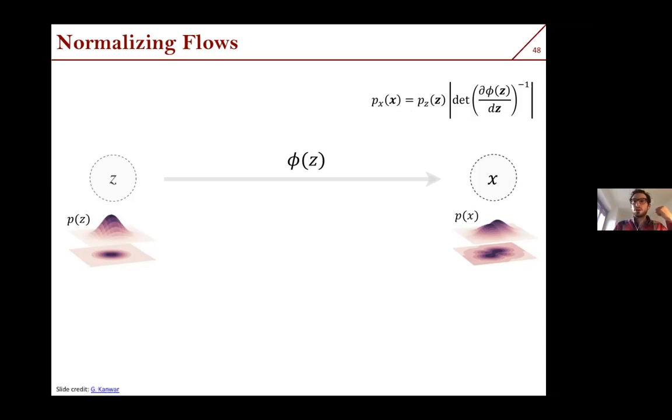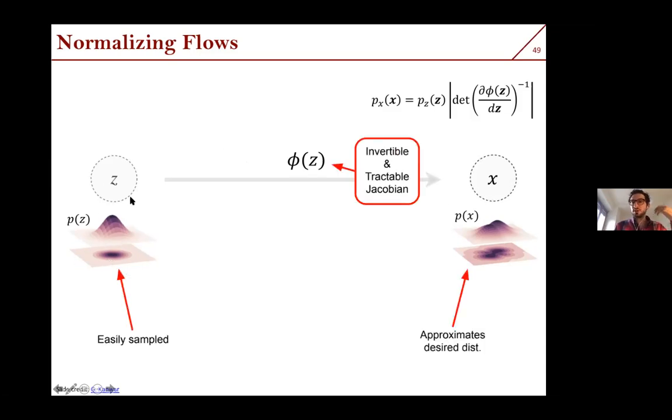So we're going to be looking for a transformation from z to x, basically from some simple noise distribution that we can easily sample from. And we're going to be trying to learn a transformation that will give us a sample of data that came from the distribution we're looking for, which may be much more complicated.